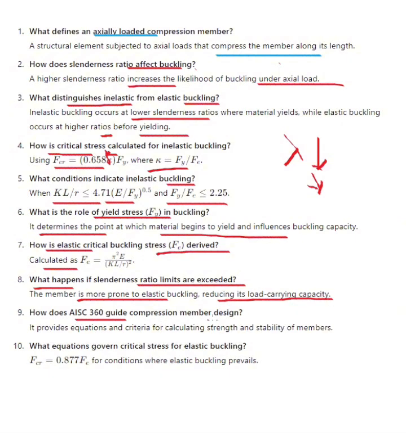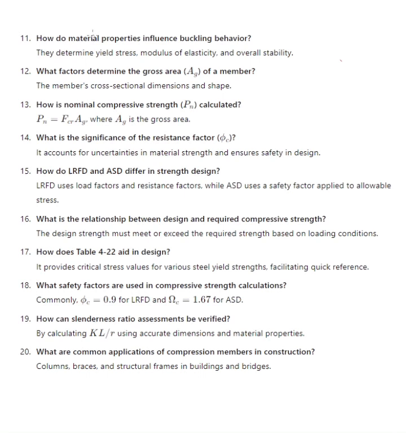How does AISC 360 guide column design? It provides equations and criteria for calculating strength and stability of members. What equations govern critical stress for elastic buckling? Fcr equals 0.877 Fe, for the condition where elastic buckling prevails. How do material properties influence buckling behavior? They determine yield stress, modulus of elasticity, and overall stability.